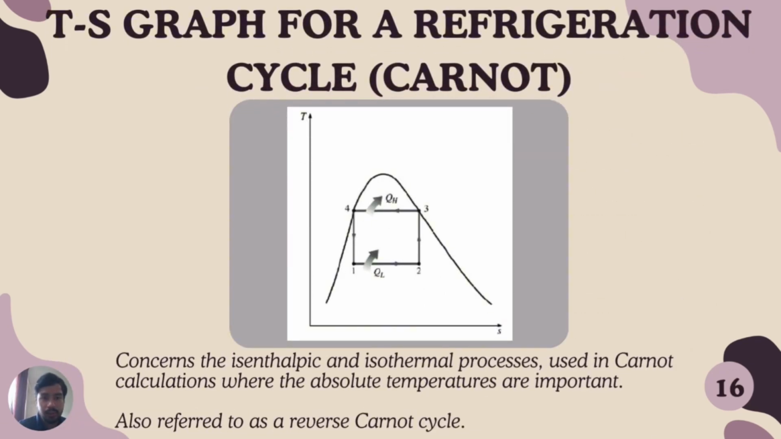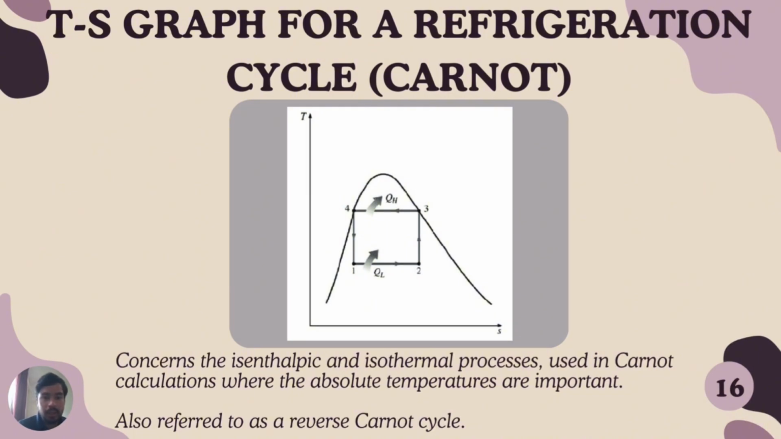Here is the TS graph for a refrigeration cycle. More specifically, the Carnot cycle or the reverse Carnot cycle, since it's a refrigeration process where the absolute temperatures are important. So it concerns the isentropic and isothermal processes used in Carnot calculations where the absolute temperatures are important.